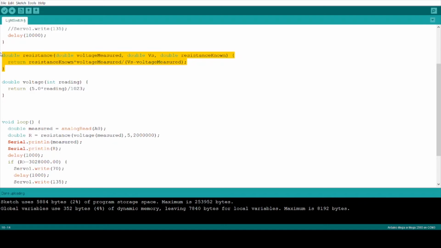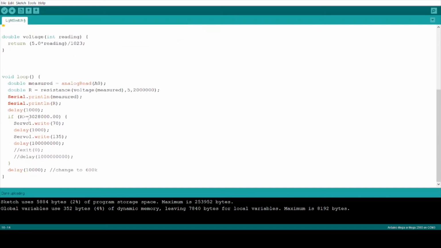about earlier. Then in our loop function, we basically, every 10 seconds, the Arduino will measure the resistance of the LDR. And if our resistance gets greater than this value, which is around 3 million ohms, we will turn on the light switch by turning the servo to 70 degrees, waiting a second, and turning it back to 135 degrees. After which we'll just stop the program by delaying for a really long time. So that's how our program works and how we turned on a light switch using our Arduino.